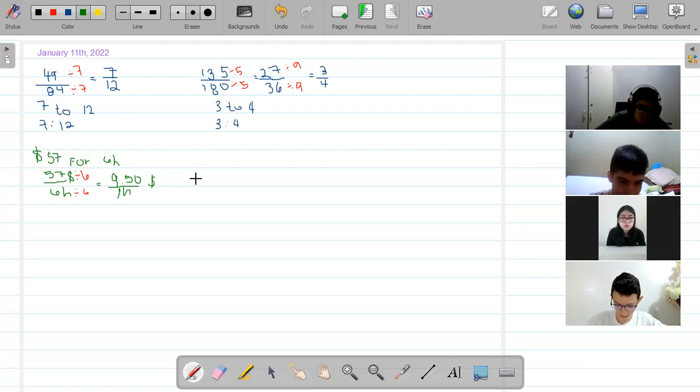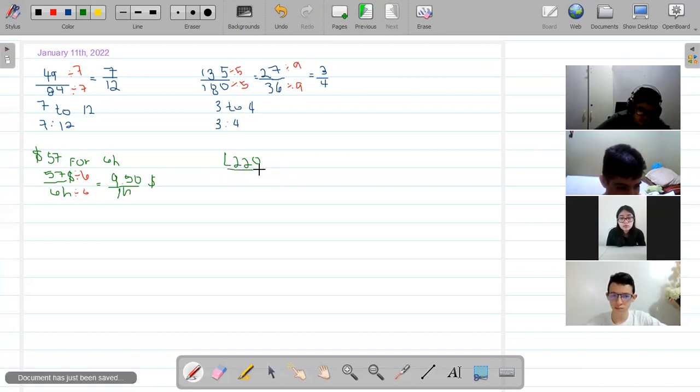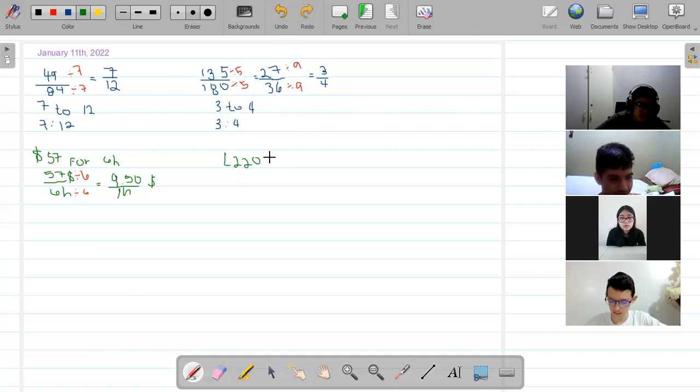Okay, let's do another one. So let's say, for example, the VIP movie theater room, the VIP one, I'm not sure, but I think it costs 220 lempiras. The VIP in Cinepolis, okay? I think it costs 220 lempiras. And we're gonna watch a movie.